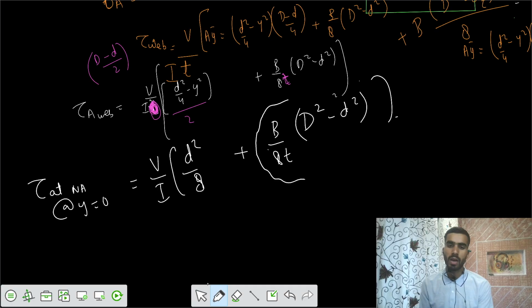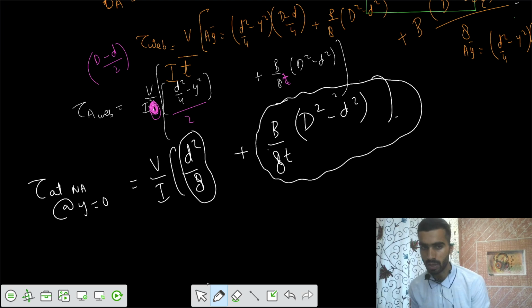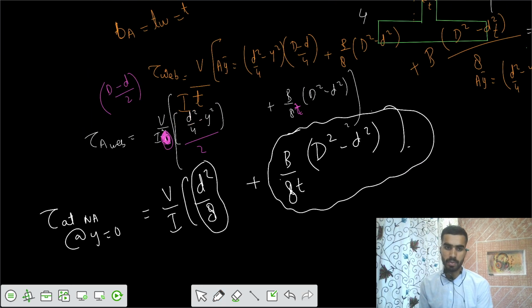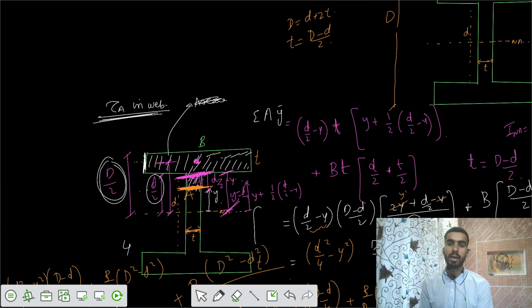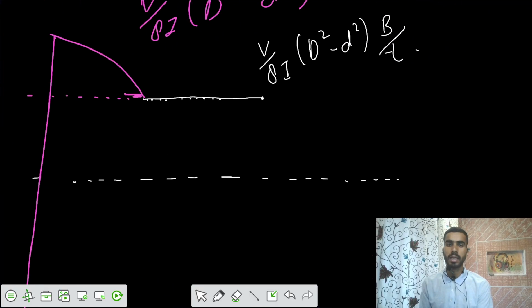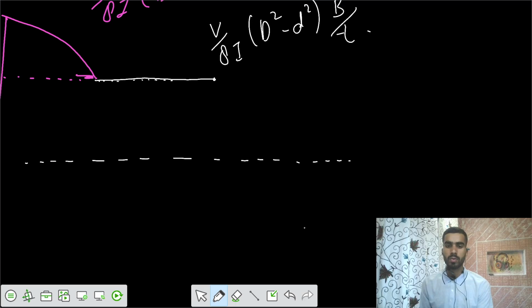Initially we had this part. Now we have one more extra part, that's d square by 8 into V by I. So we got this extra part of V d square by 8I.